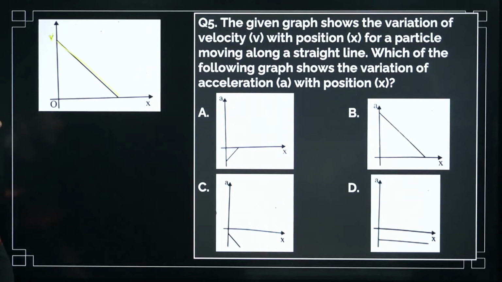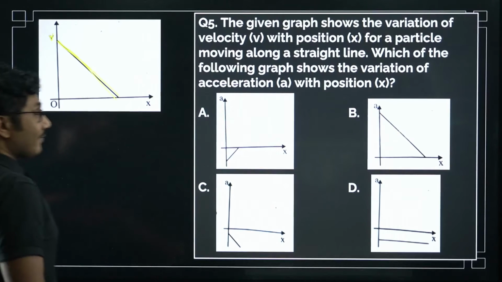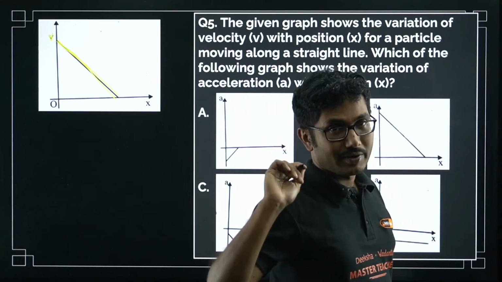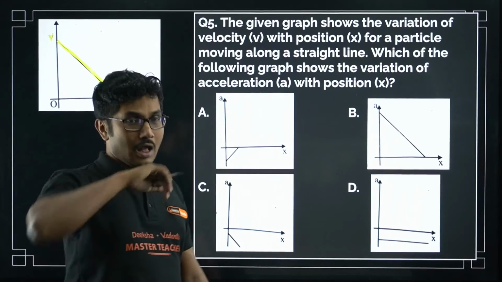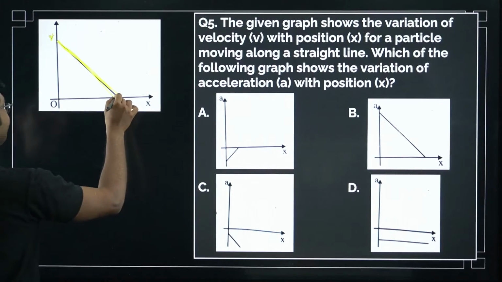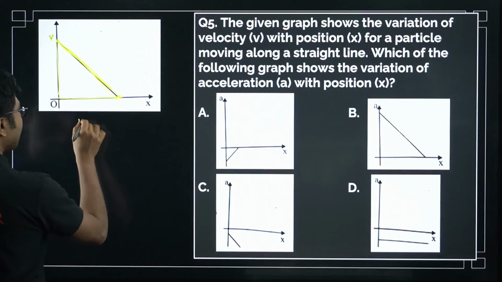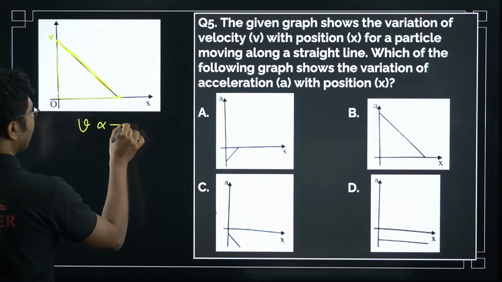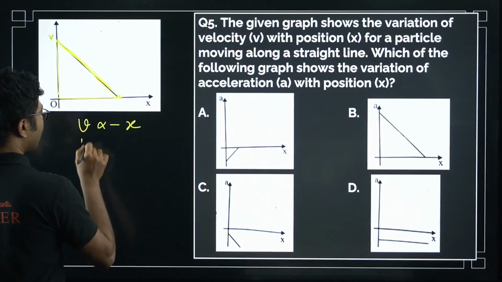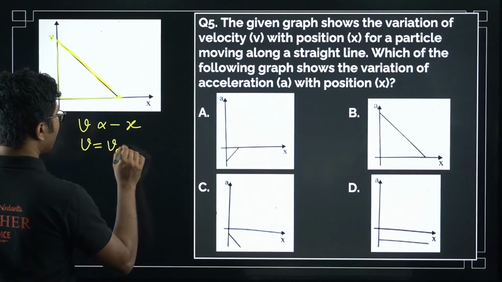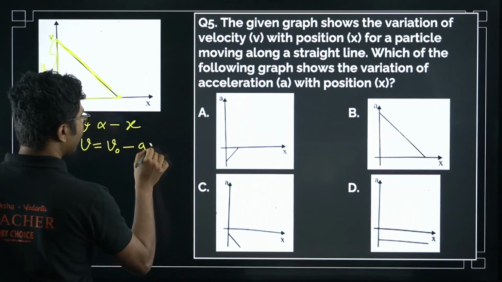So velocity is decreasing with x. This is not a velocity-time graph, this is a velocity-displacement graph. As you can see, as the displacement increases, the object is slowly slowing down and becoming 0, and it is decreasing uniformly. So velocity is proportional to negative x: as x increases, velocity decreases, right? So velocity is v naught minus a into x, where this is v naught.